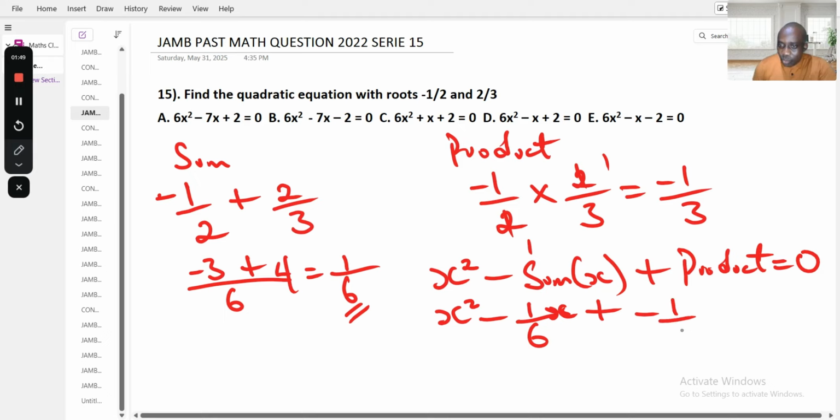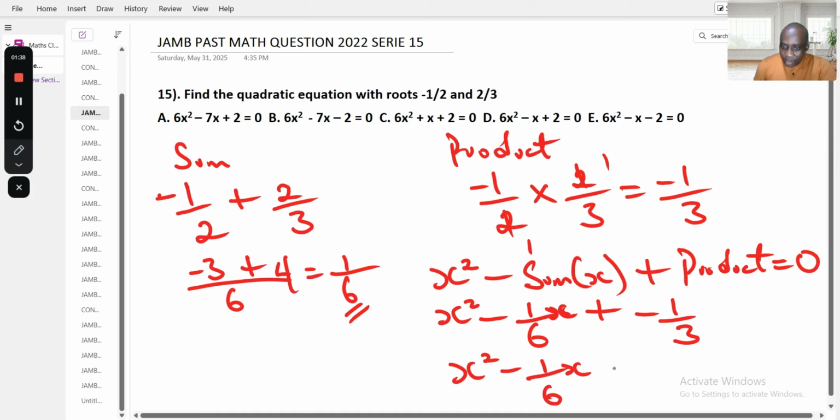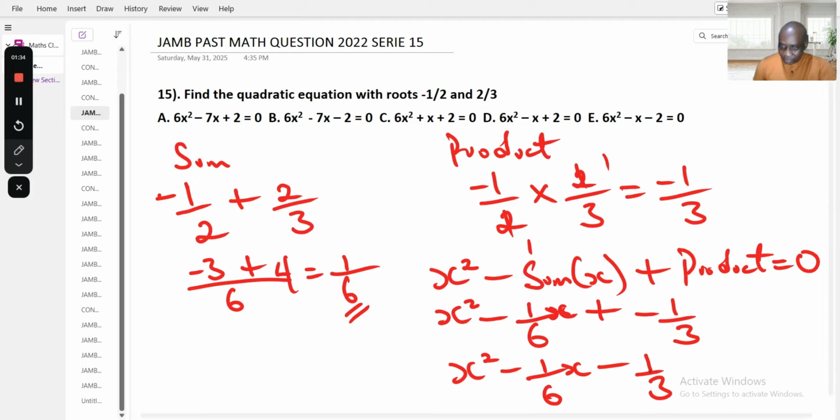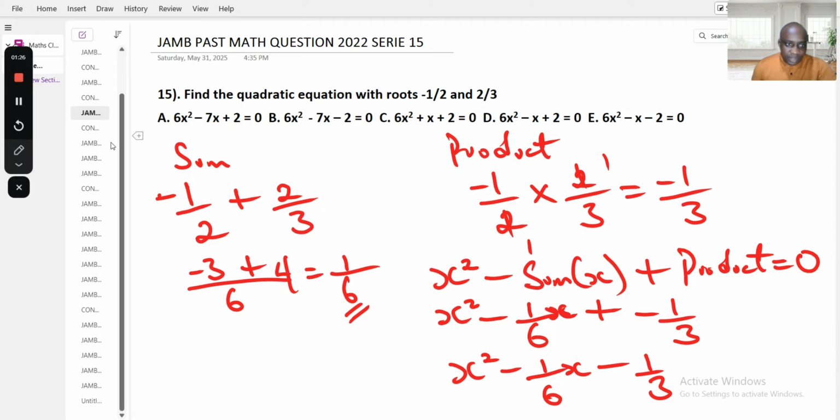Minus 1 over 3. Now, what is plus times minus? Plus times minus is what? Minus. Let me write the equation. 1 over 6x. Plus times minus is going to give us minus over 3. This space is occupied. Let me go to the next space so that we continue from there. We have s raised power 2 minus 1 over 6s minus 1 over 3.